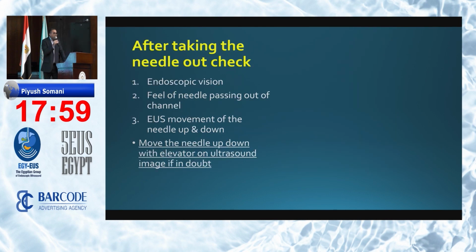After that, once the needle is out, there are 3 things we need to check. The endoscopic view: are we seeing the needle on the endoscopic view? Or the feel of the needle passing out of the channel. And obviously you can see the movement of the needle with the elevator. You can make it up and down to see whether the needle has come out or not. So these things are important to confirm that the needle has come out of the scope. Otherwise, you may create a perforation or a leak of the scope, which can be very financially not good for any of us.